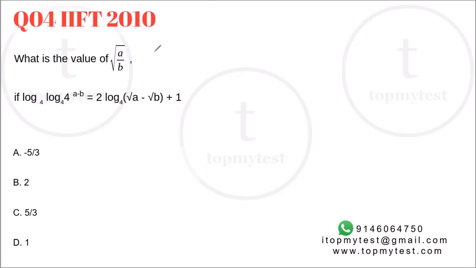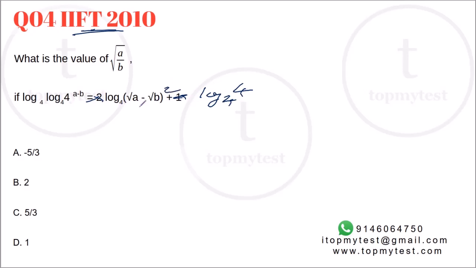Okay. As we discussed in the previous sessions on surds, indices, logs, etc. are a favorite of the IFT exam as well. So let's try this. What is the value of square root of a by b, right, given this scenario? Now, left hand side is entirely on log to the base 4. Let's convert the right hand side also log to the base 4. Now 1 equals log of 4 to the base 4, right? This will go as square of this, right?